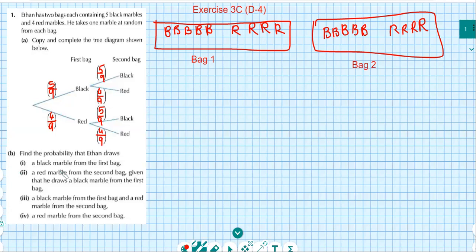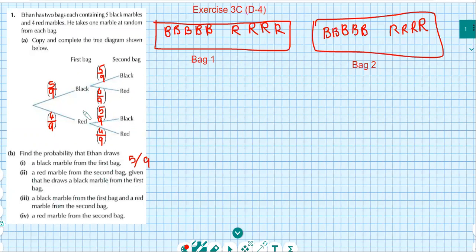So part B: find the probability that Ethan draws a black marble from the first bag. So obviously it is a black marble. There are 5 black marbles in the first bag divided by the total, so 5 over 9. Part 2: a red marble from the second bag, given that he draws a black marble from the first.